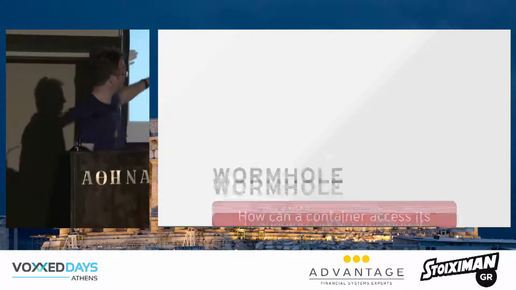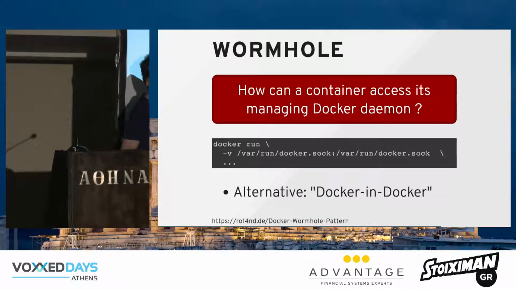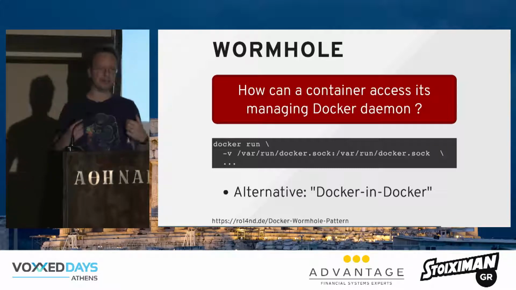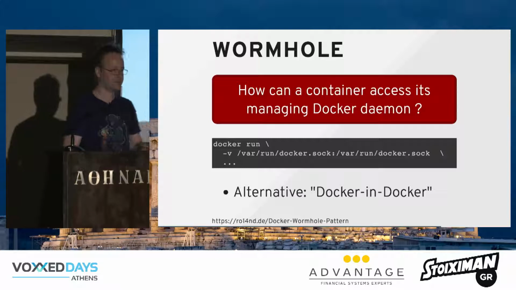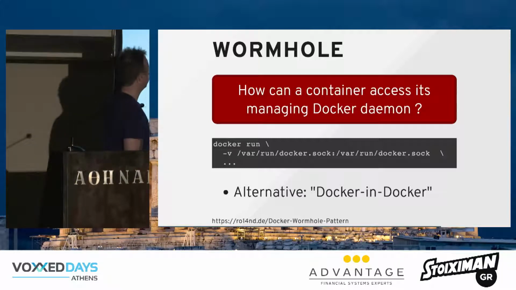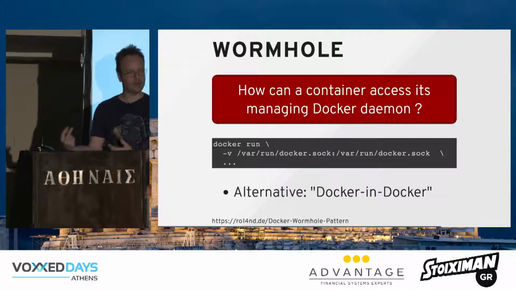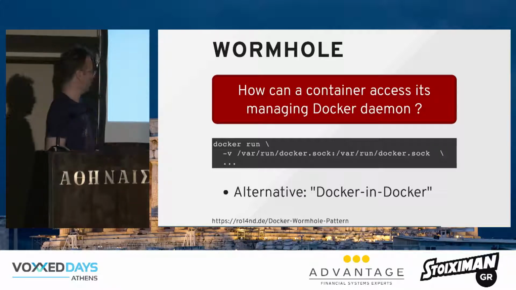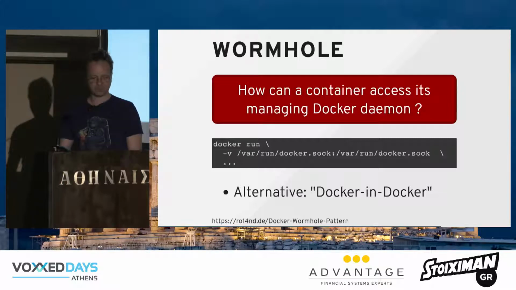Okay, this bonus stuff is just one note. It's called the wormhole pattern, which shows you how you can run Docker, like I did in these examples, how you can access the Docker daemon which has started the container itself. So you access the Docker daemon which has started itself, so it's a little bit metaphysical. The only thing you have to do is mount this Docker socket into the container itself, and then you can run Docker itself. So that's the reason why you could see this image there. The alternative version would be to use Docker in Docker.